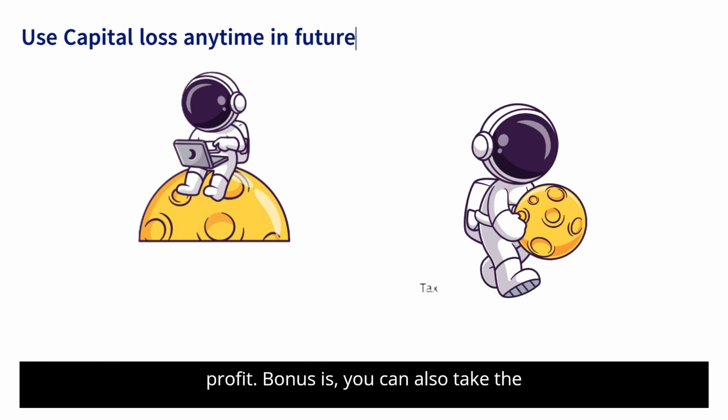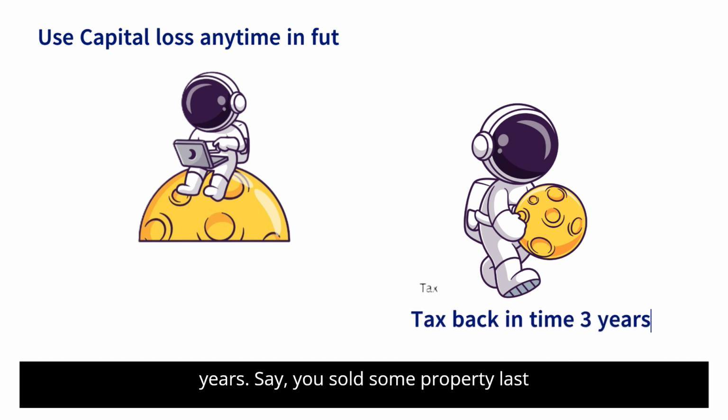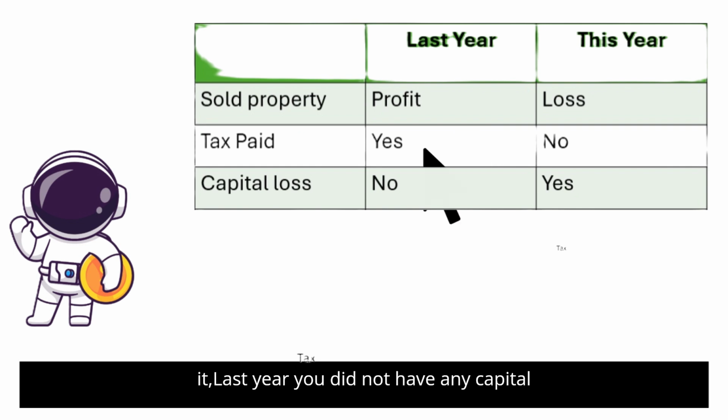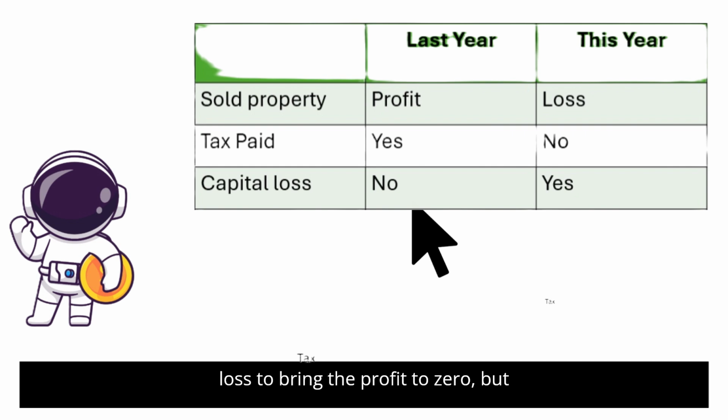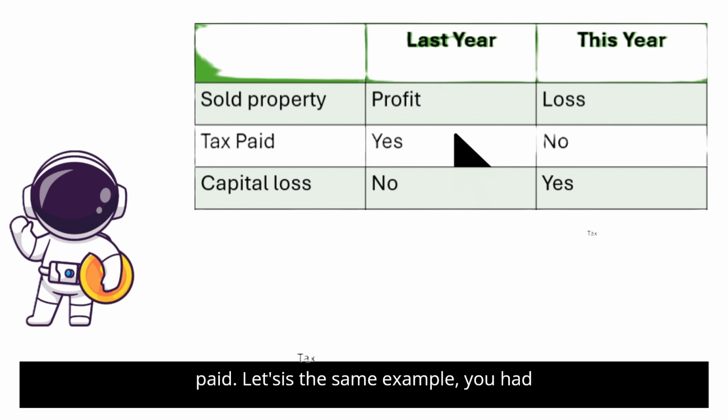Bonus is, you can also take the capital loss back in time for past 3 years. Say, you sold some property last year for a profit and had to pay tax on it. Last year you did not have any capital loss to bring the profit to zero, but this year, you sold some shares for a loss, so you can take this loss to last year tax return and get back the taxes you paid.